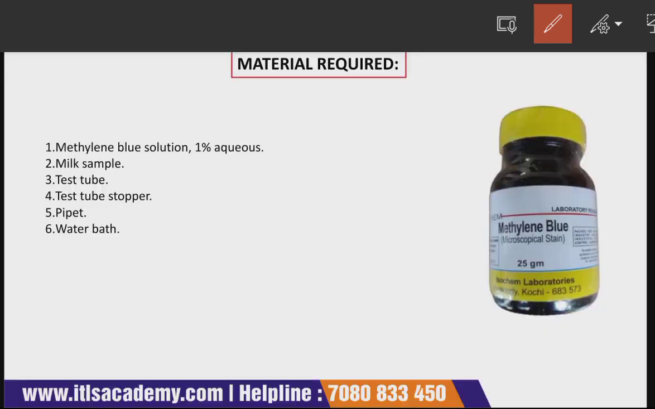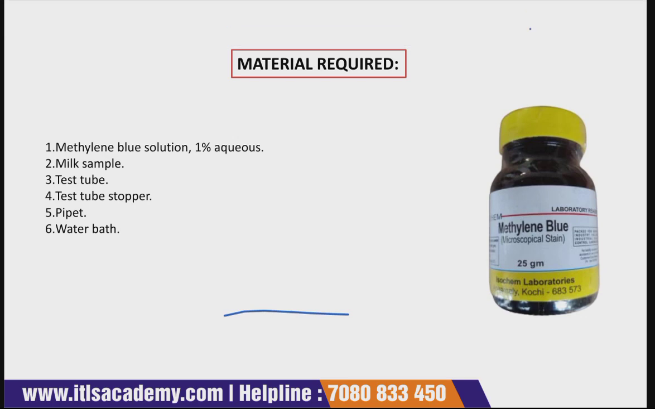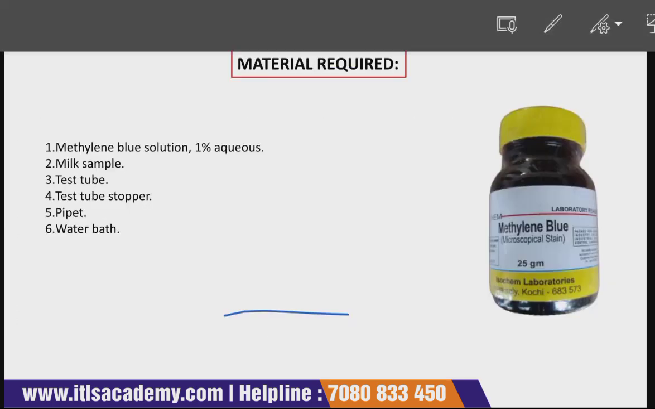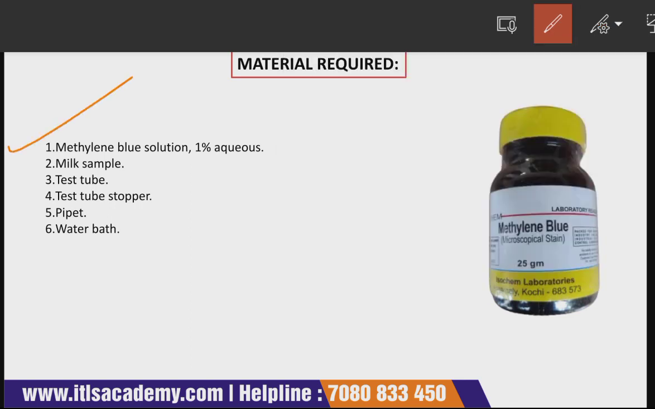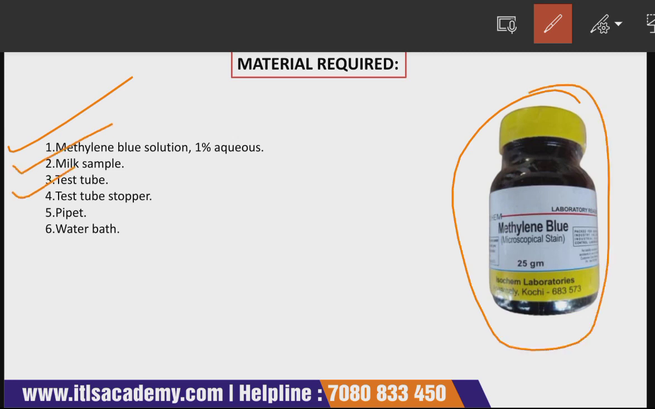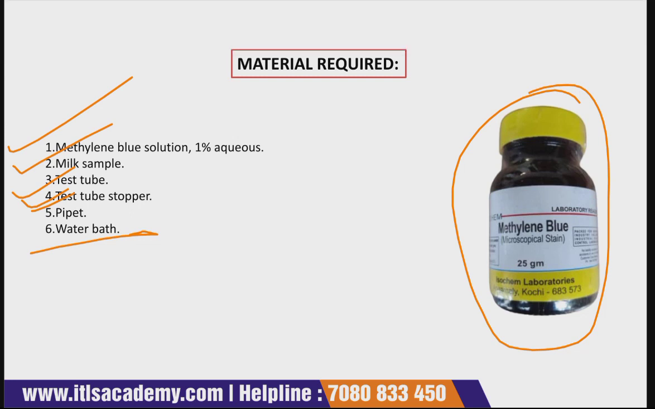Okay, so what are the materials required for this experiment? The first material required is methylene blue solution, 1% aqueous. Methylene blue solution looks like this. Second is a milk sample. Third is the test tube. Fourth is a test tube stopper. Fifth is the pipette, and last is the water bath. So these are the materials required for carrying out the experiment and for the determination of any bacteria or microbes present in the milk sample.